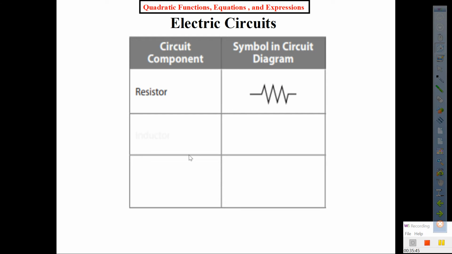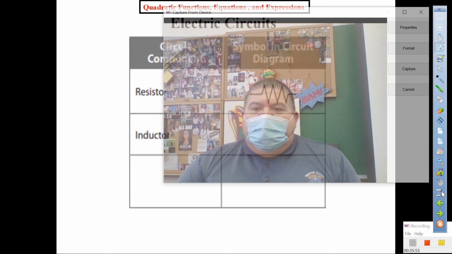Here goes the next one. The next one is known as an inductor. Inductor. Now, let me see if I can turn on the camera in here so I can show those that are watching online. Oh, yes, here it is. Can you guys see me there? Yes? All right. I'm going to create an inductor right now using this wire and this pencil. Watch.